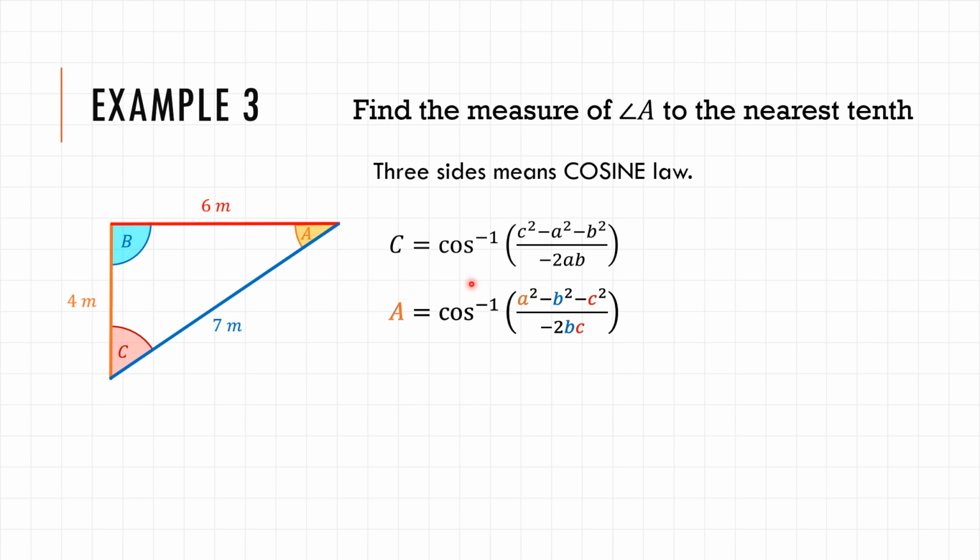And once I plug all of this into my calculator, I plug in cosine inverse of 4 squared minus 7 squared minus 6 squared all over negative 2 times 7 times 6. I'll get 34.7719, which I'll round to just 34.8 degrees.